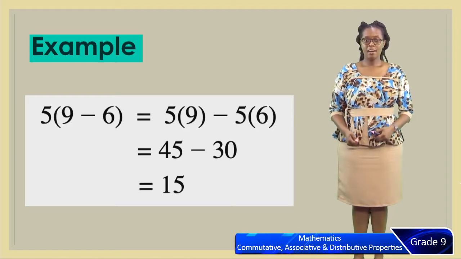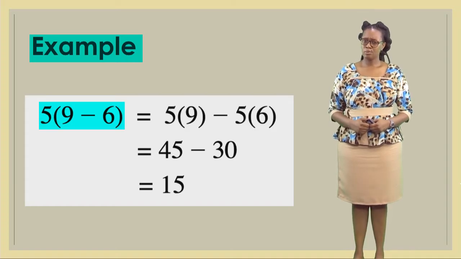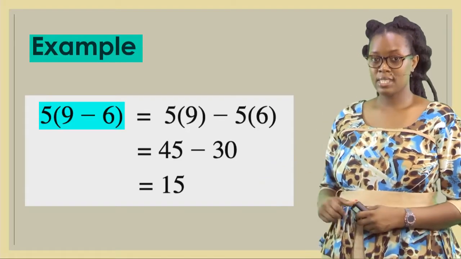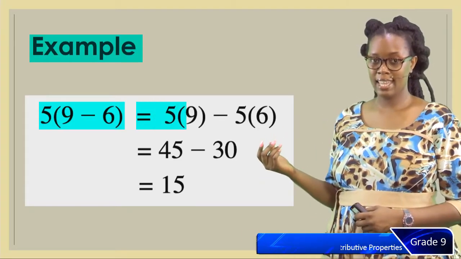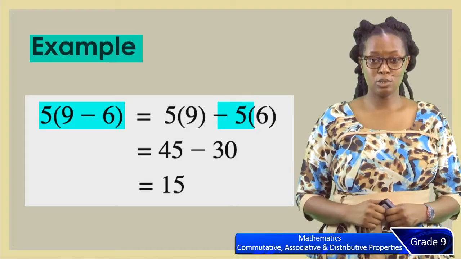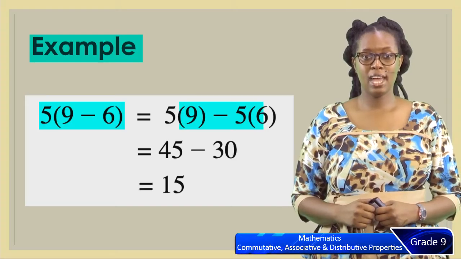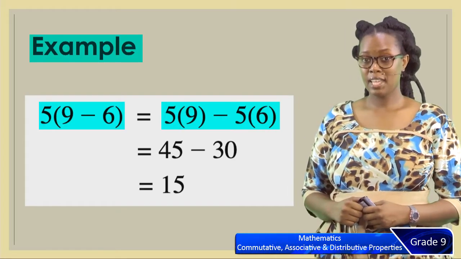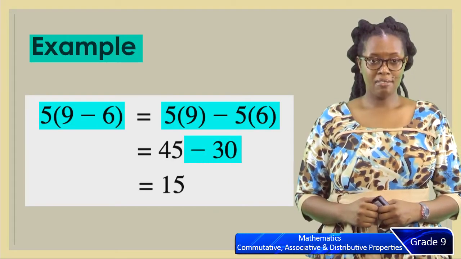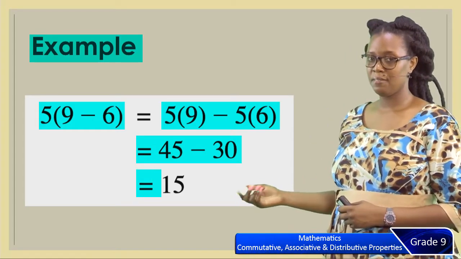Example. If we have 5 multiplied by 9 minus 6, using the distributive property, how do we go about expanding this? Since the 5 is outside of the bracket, we have to multiply the 5 by the 9, and we also have to multiply the 5 by the 6. And since these two numbers are subtracting, we would have 5 multiplied by 9 subtract 5 multiplied by 6. And 5 times 9 is 45. 5 times 6 is 30. So we now have 45 subtract 30. And when we take 30 from 45, we're left with 15.